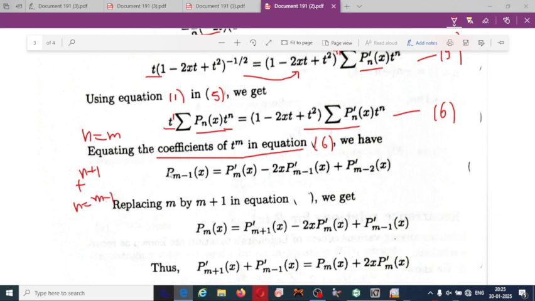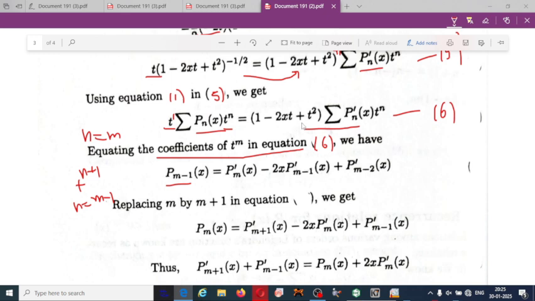Then the LHS side of equation 6 will become P m minus 1 of x. After putting n equal to m minus 1, this will become t to the power m. So the coefficient of t to the power m in the LHS side is P m minus 1 of x.